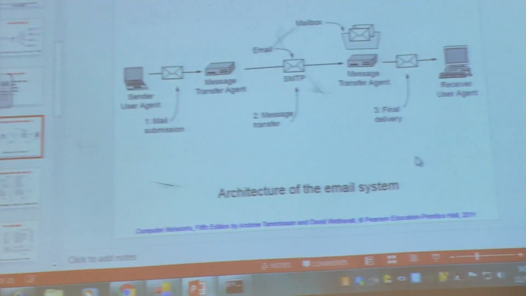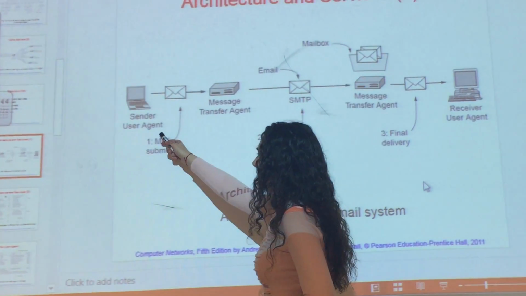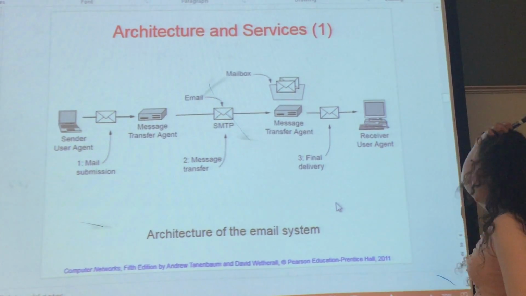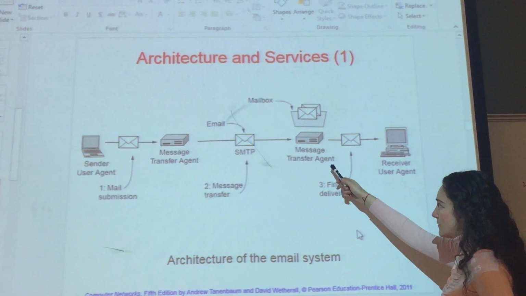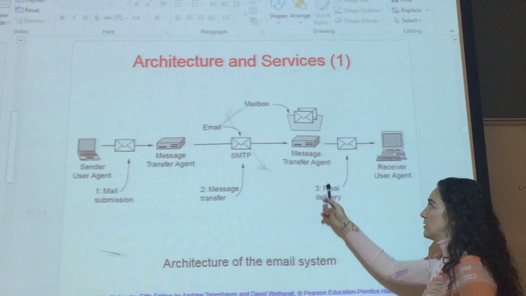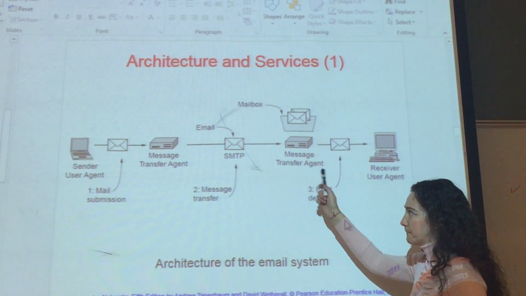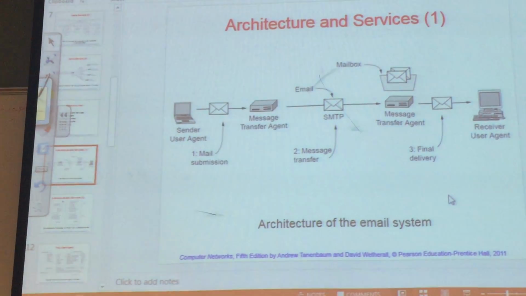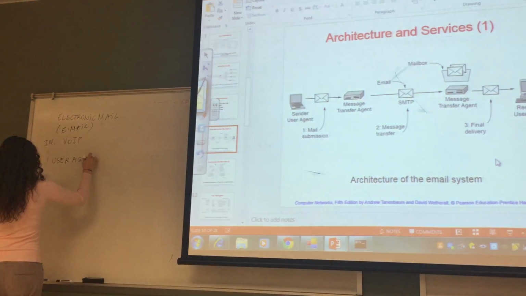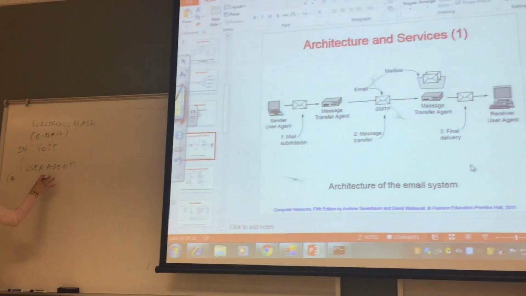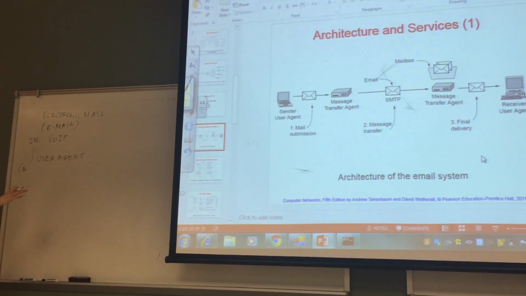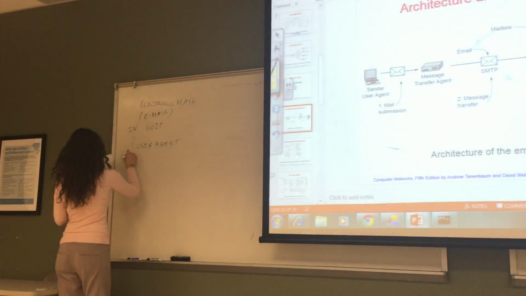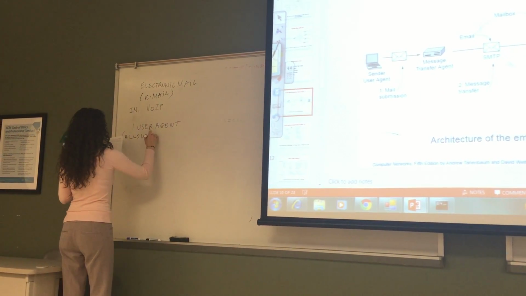We have two parts to it. We have a sending agent or client, also called user agent, and we have a message transfer agent, which is the email server. So we have two parts to it. The user agent is the user interface for the users, which allows them to send and receive emails and to view emails, to read them.